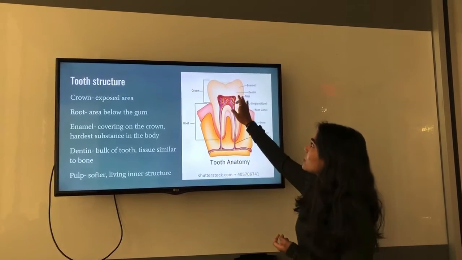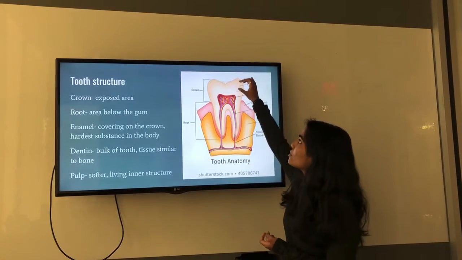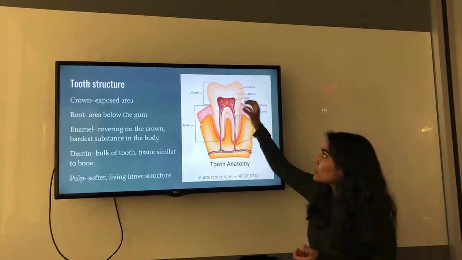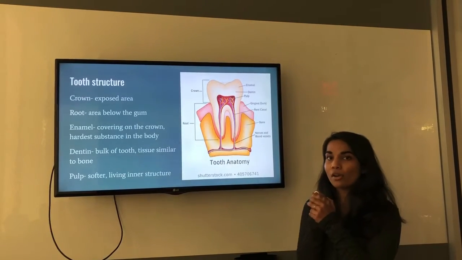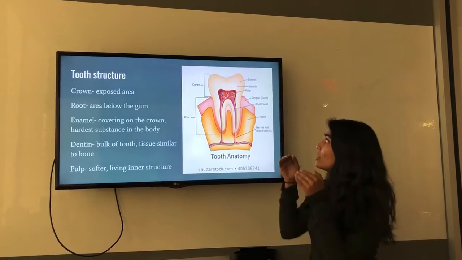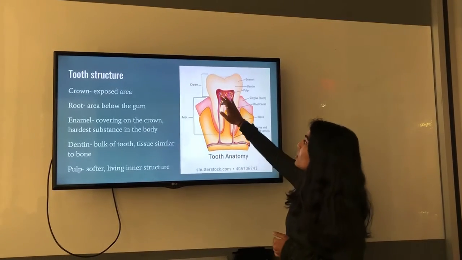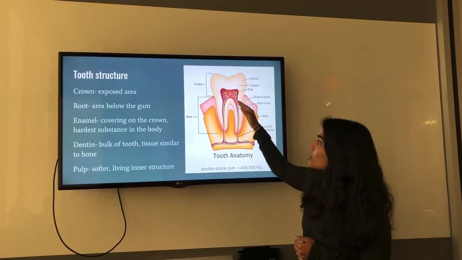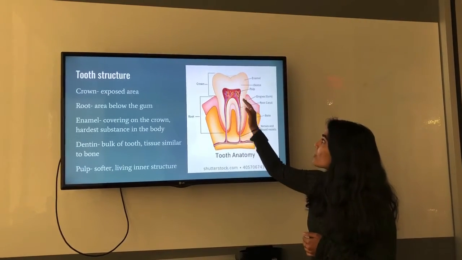The dentin is the bulkier part of the tooth. So here is less dense, and then this is more dense. And that's called the dentin, and that's the main body part of the tooth, and that's being protected. And then when you go inner, that's the pulp, which is a softer living inner structure of the tooth, and that's where you can see the nerves building up over there.